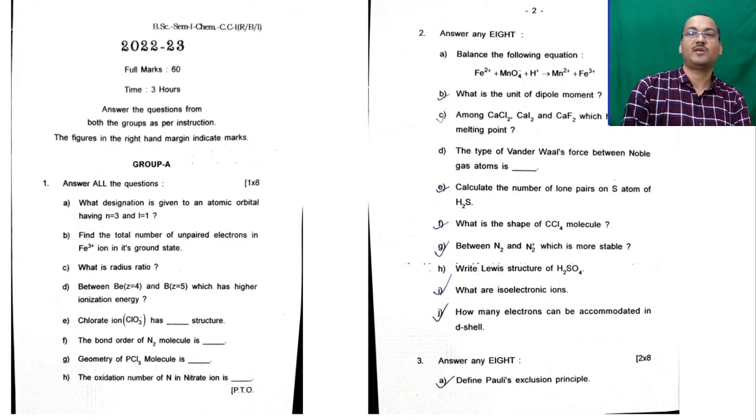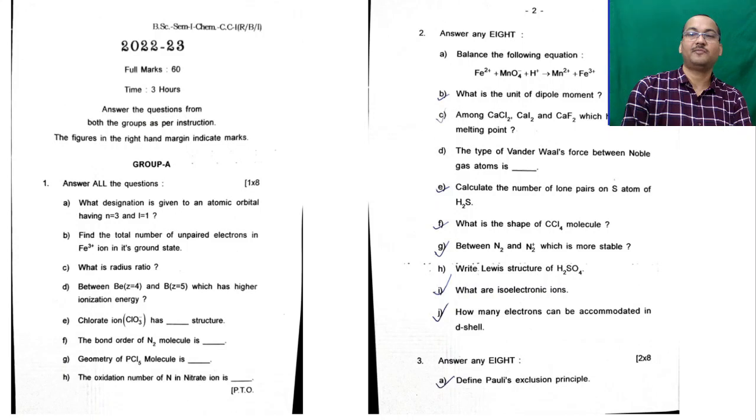And question number 2, each question carries 1.5 marks and you have to answer only 8 questions. So balance this ionic equation. Then next is what is the unit of dipole moment? Between calcium chloride, calcium iodide and calcium fluoride, which has highest melting point? The type of van der Waals force between noble gas atoms is dash.